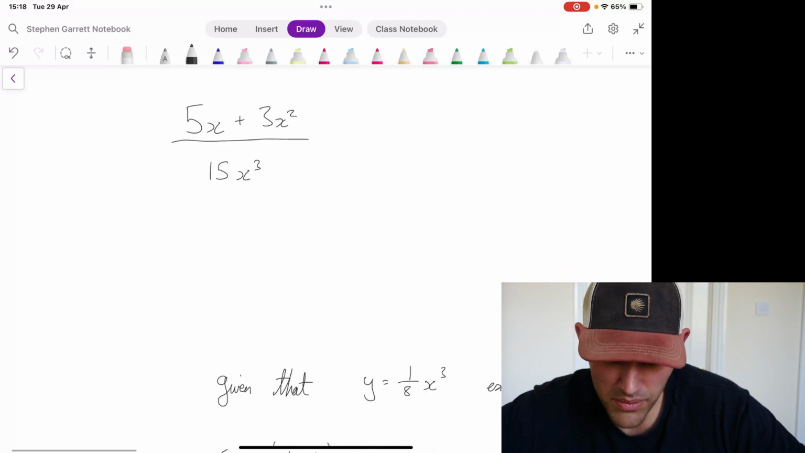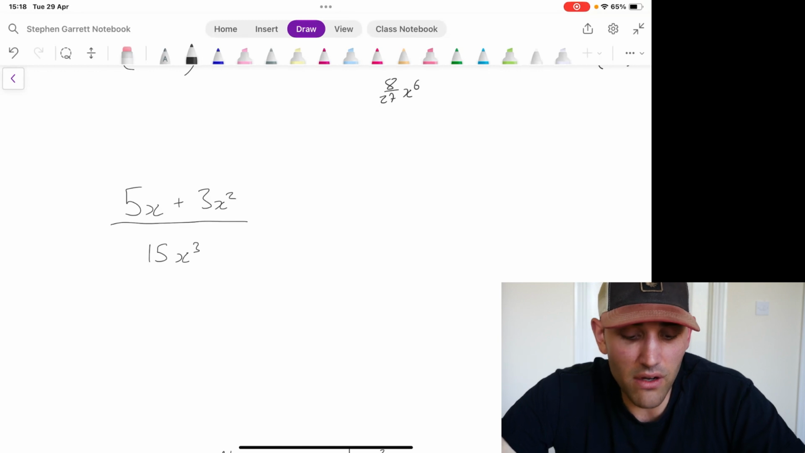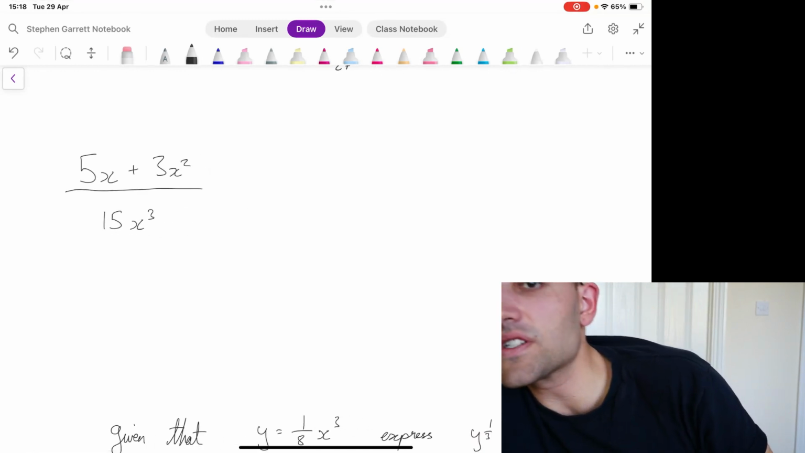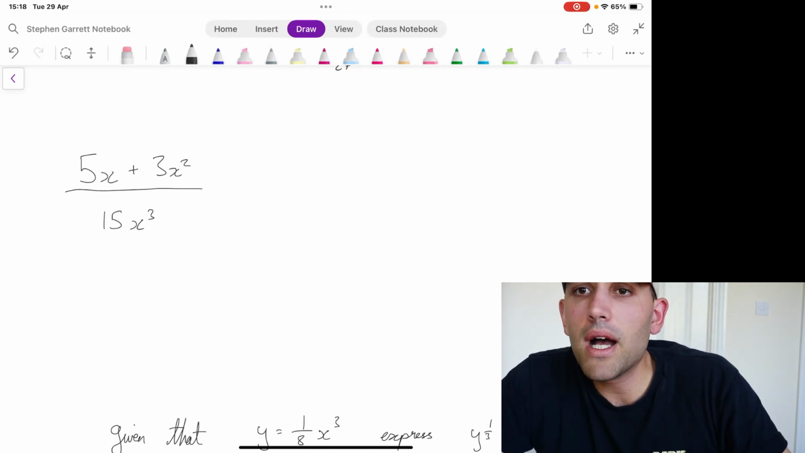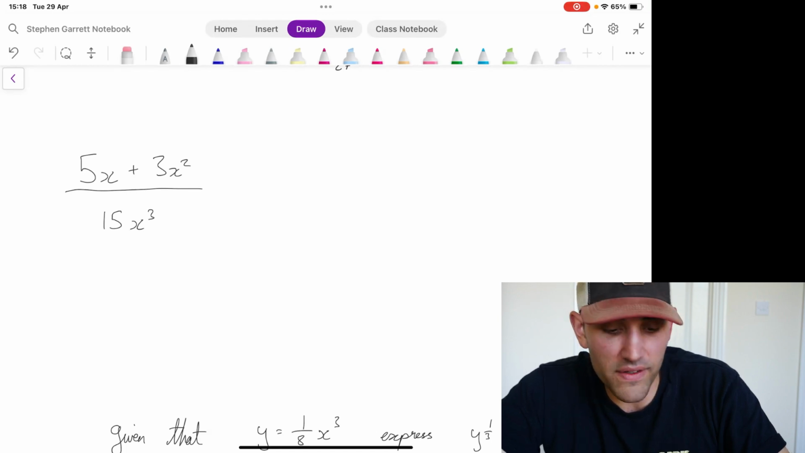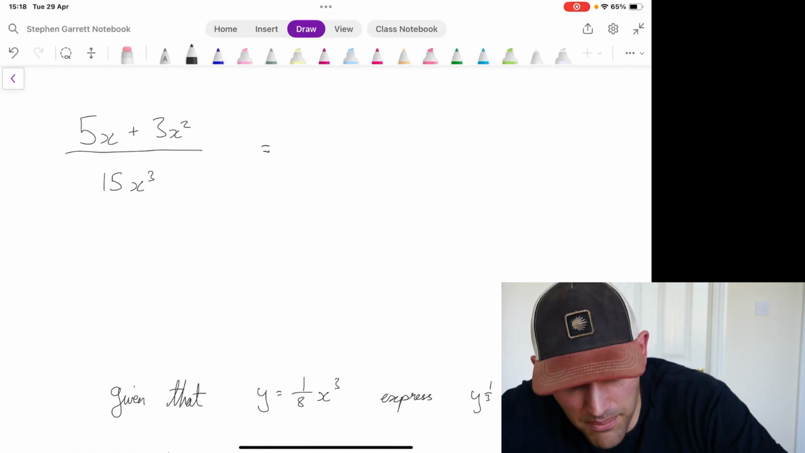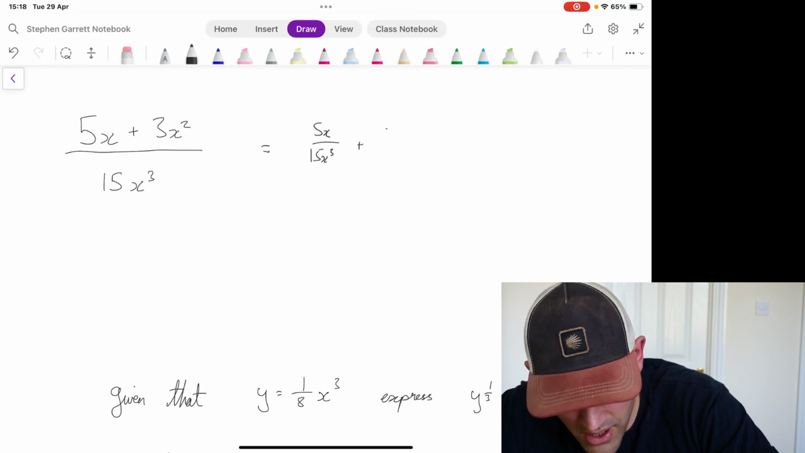Last but not last, we got 2 more. So here we go. 5x plus 3x squared over 15x cubed. I'm not even going to use any of the new rules that we've got here. I think I'm running out of battery, so we'll try and go quick. And we don't have a lot of recording time left, so we'll go quick. I'm going to split this up. This becomes 5x over 15x cubed plus 3x squared over 15x cubed.